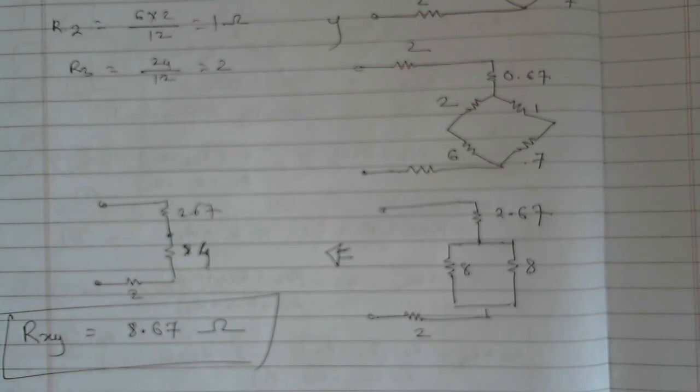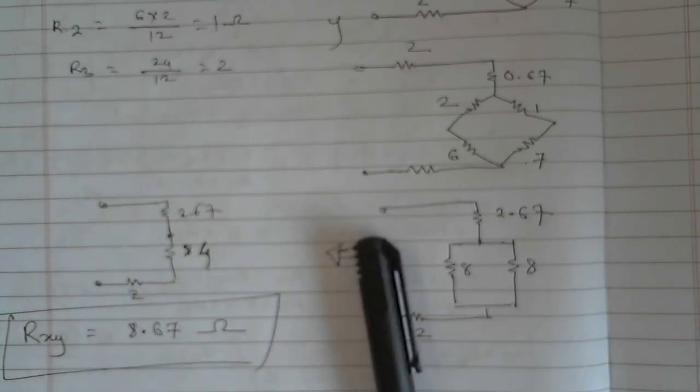Okay, so this is how we can use star delta and find out the circuit. So you can solve a few examples on it.